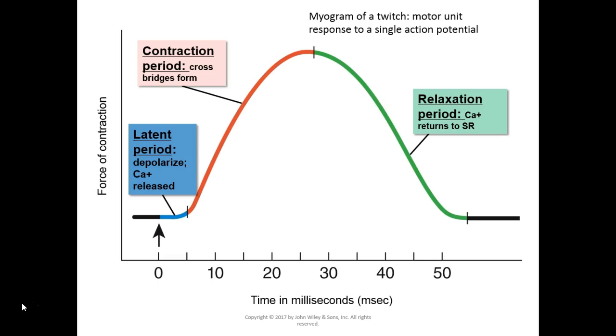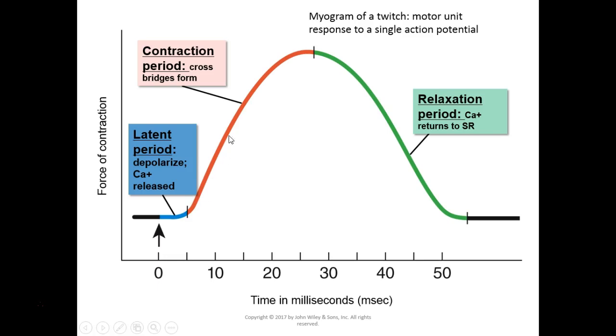A twitch is the brief contraction of all muscle fibers in a motor unit in response to a single action potential in its motor neuron. So, the stimulus occurs here. Now, we're looking at force of contraction across time in milliseconds. A stimulus is applied, and then there's what we call a latent period. A latent period is that brief period of milliseconds during which depolarization has to occur. So the action potential is propagating over the sarcolemma, and the calcium ions are being released from the sarcoplasmic reticulum.